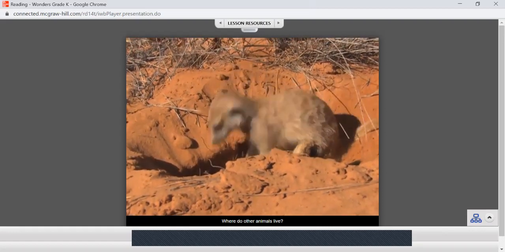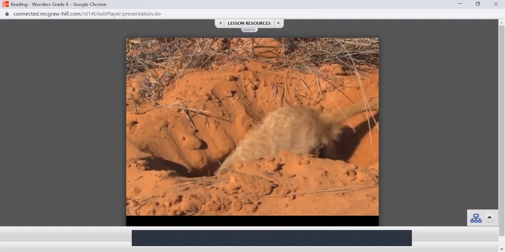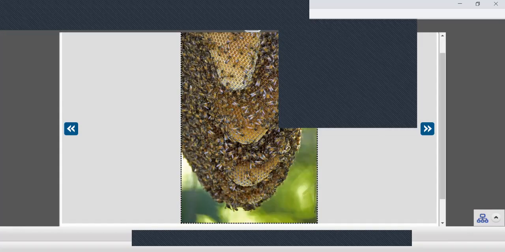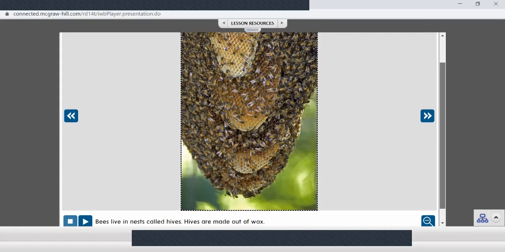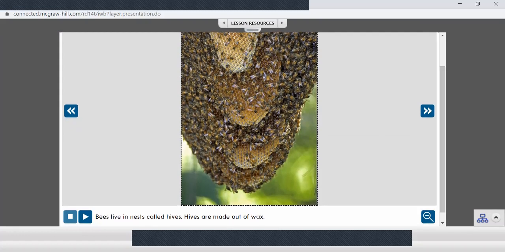Where do other animals live? Let's look and see where other animals live. What does this look like? These are bees. Bees live in nests called hives. Hives are made out of wax.